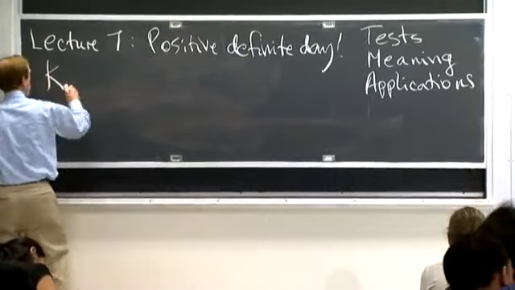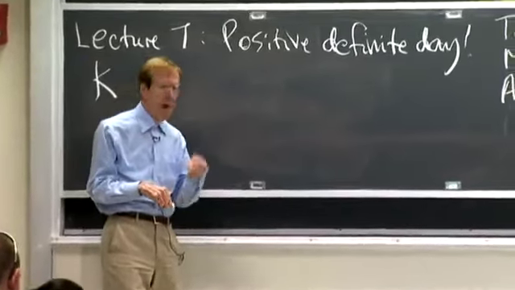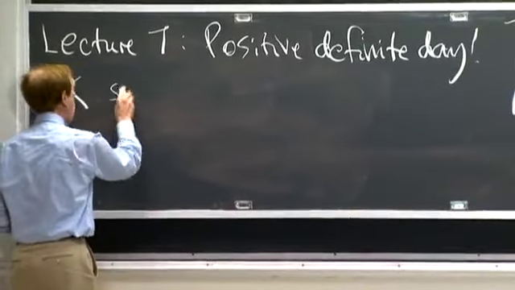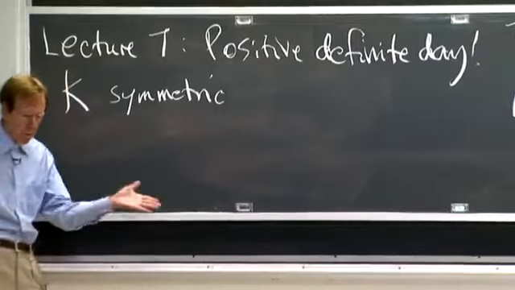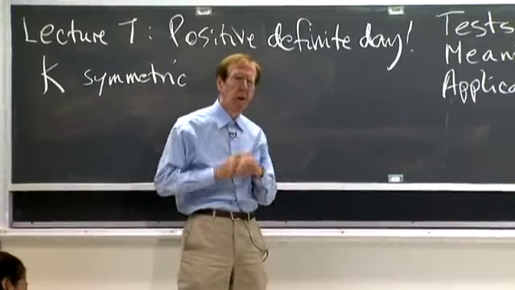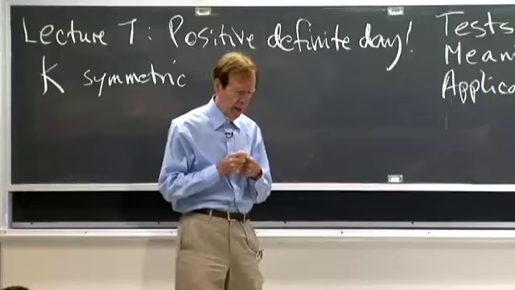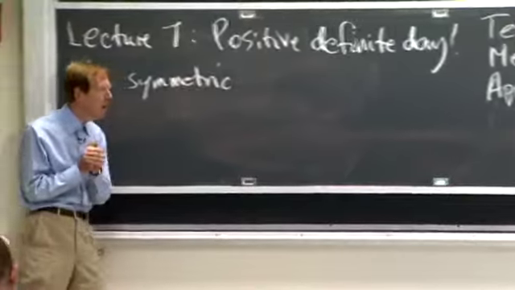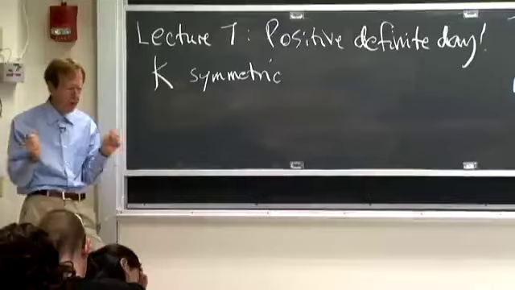And positive definite, I will only use that word about a symmetric matrix. So the matrix is already symmetric, and that means it has real eigenvalues and many other important properties, orthogonal eigenvectors. And now we're asking for more. It's that extra bit that is terrific in all kinds of applications.